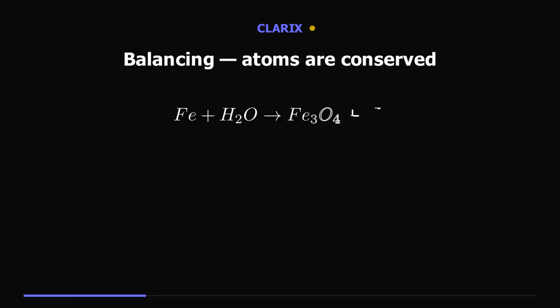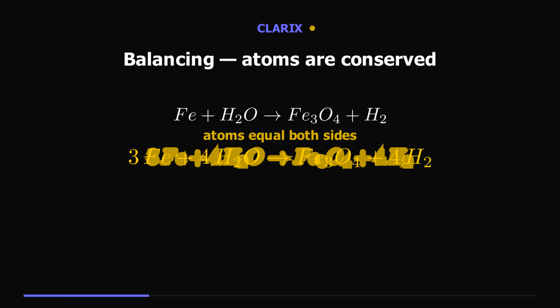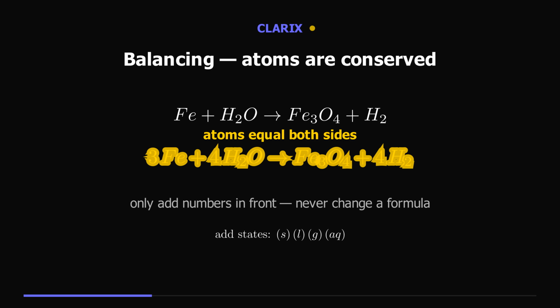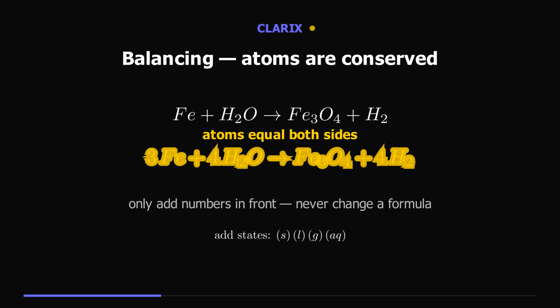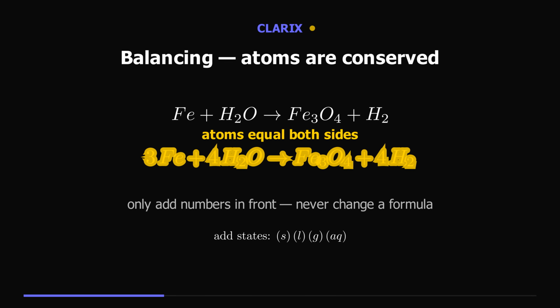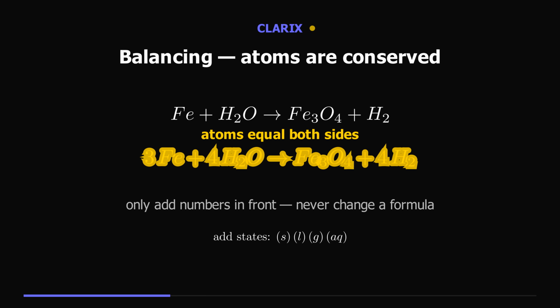Now, the key rule. Balancing. The law of conservation of mass says matter is never created or destroyed, so the number of atoms of each element must be the same on both sides. We balance by putting numbers, called coefficients, in front of the formulae, never by changing a formula itself.